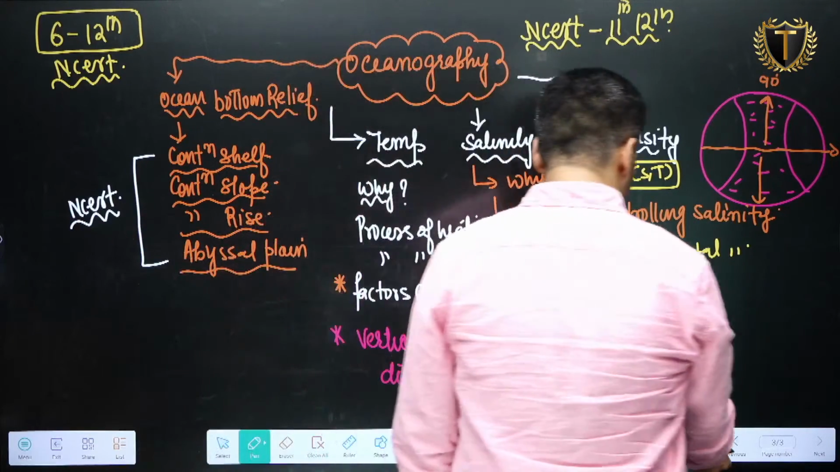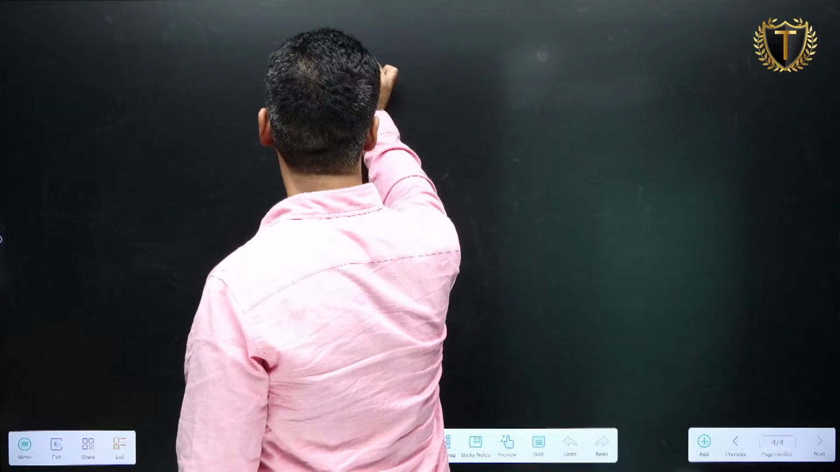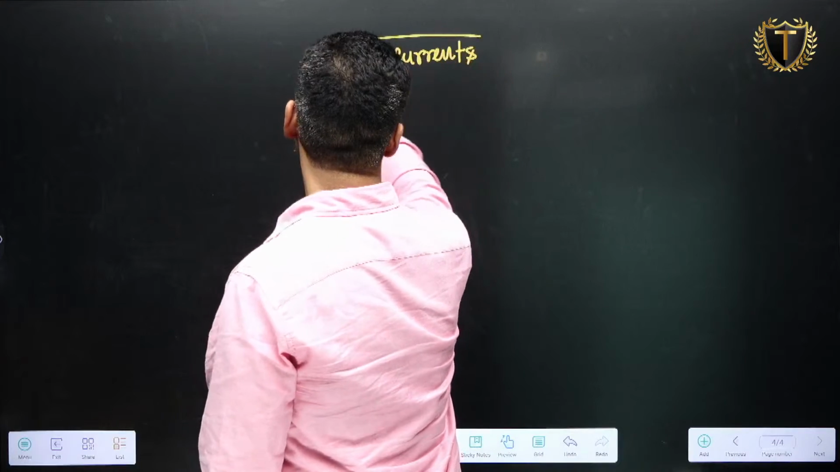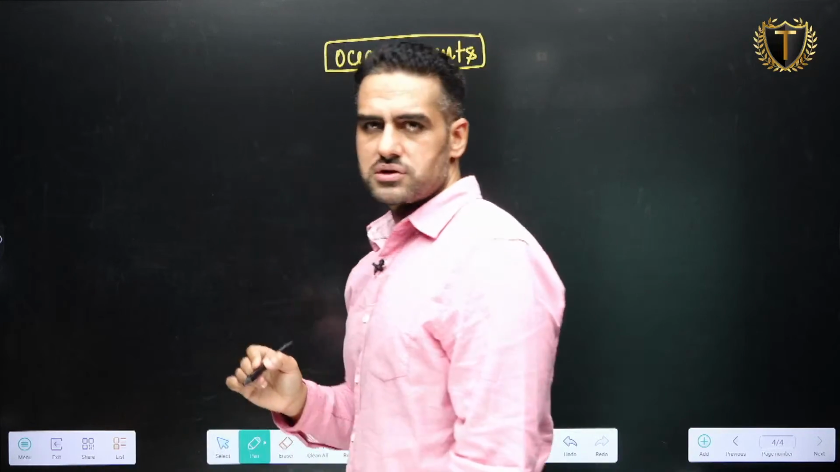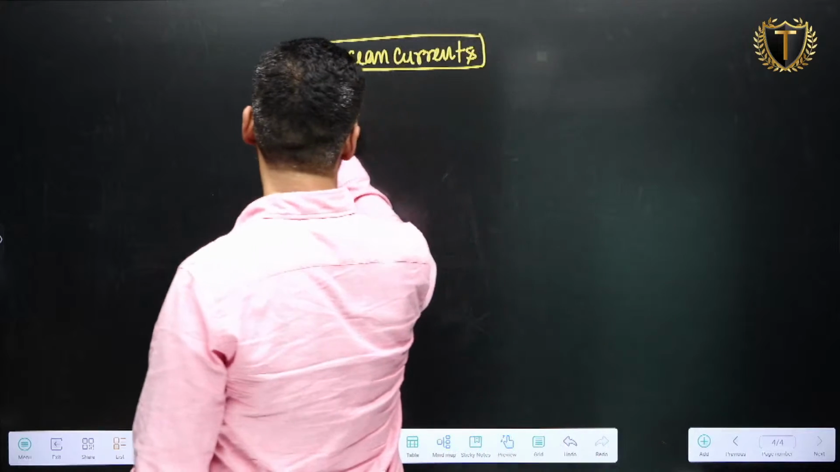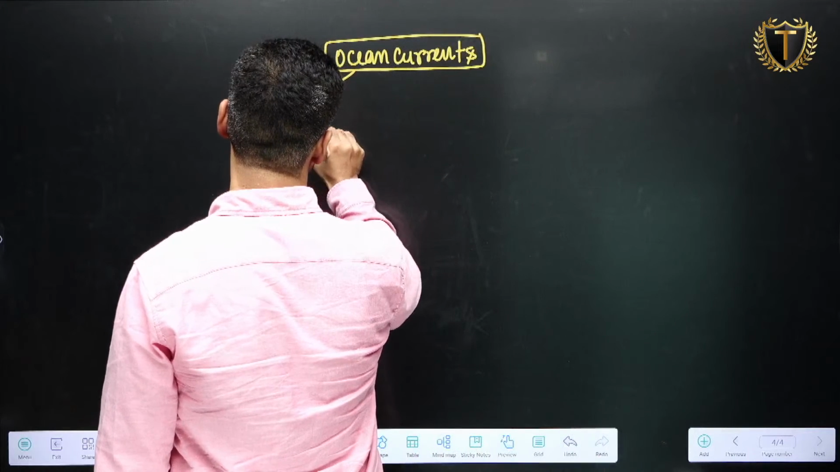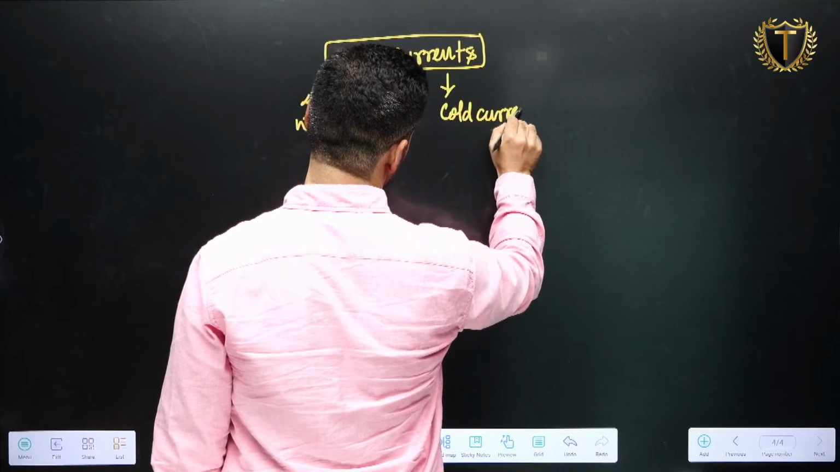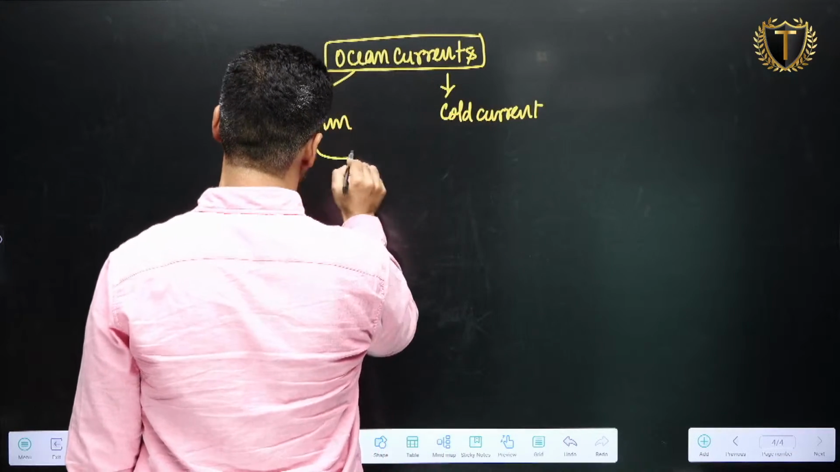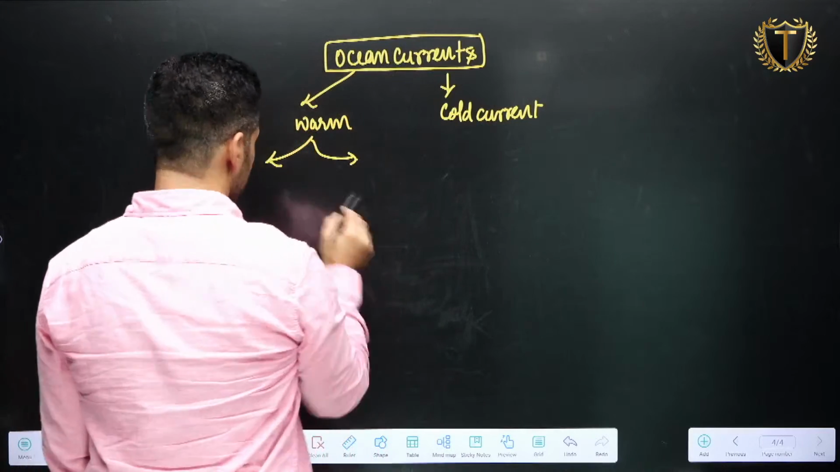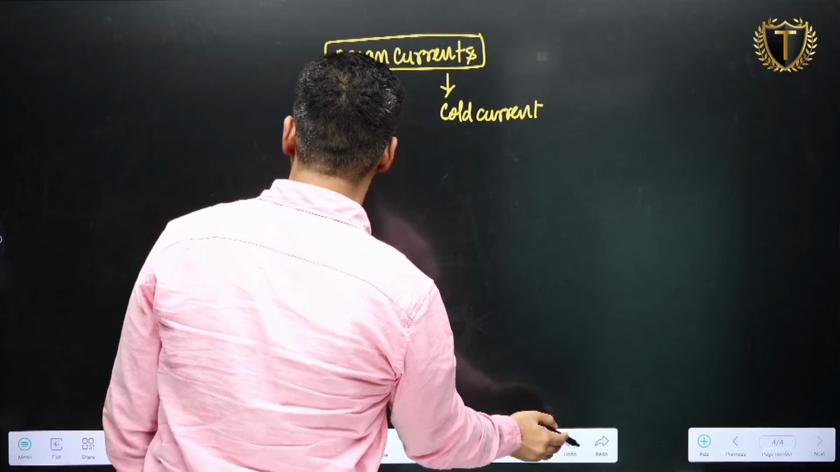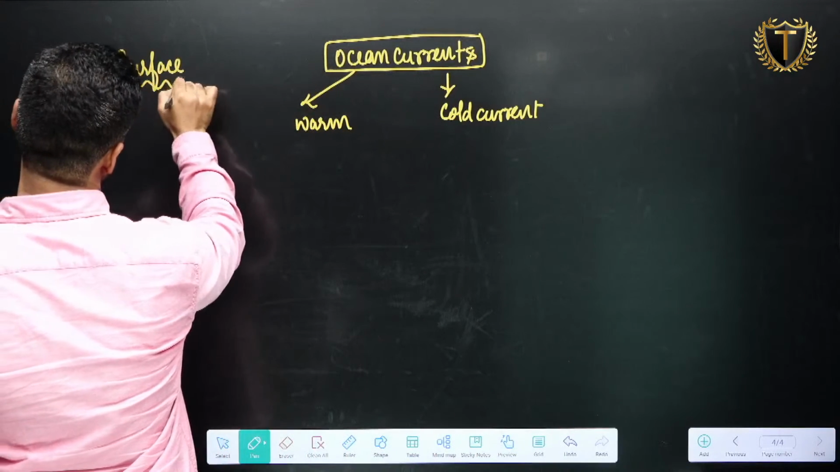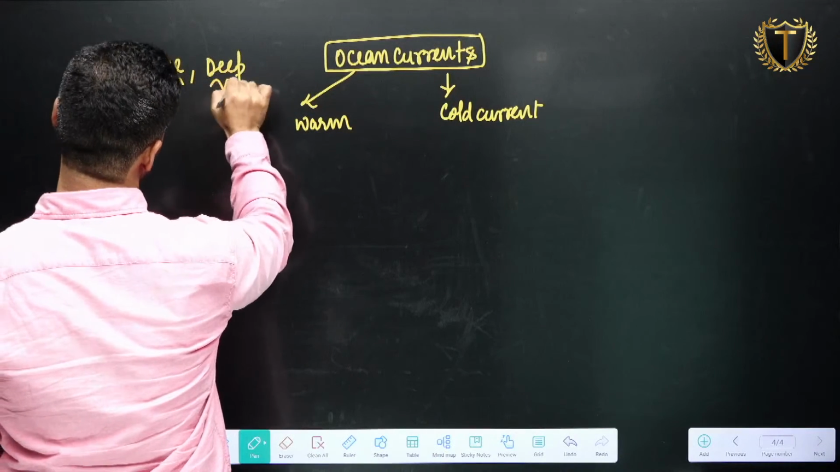Now after that you have another topic here called ocean currents. A large mass of water moving in the ocean is an ocean current. This is of two types. One is warm current, another is cold current. Now, these currents can be surface currents and deep underwater currents.